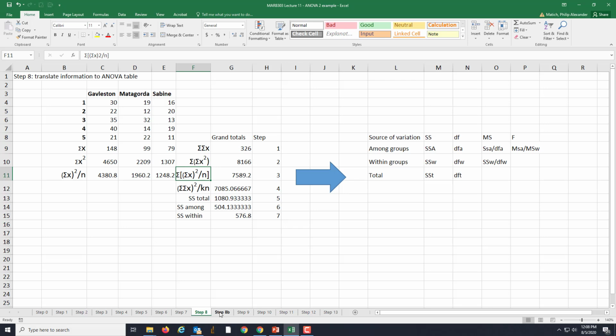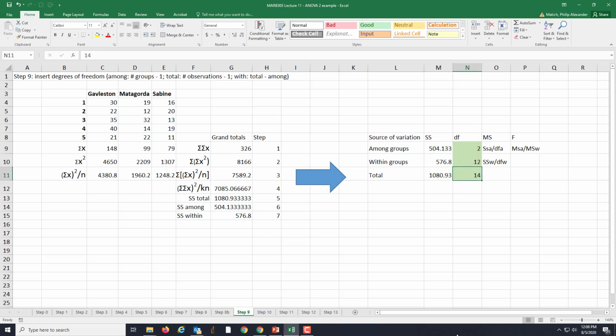So now that we have our sum of squares, we can populate the table with these values. And as a good double check, the summation of the among groups and within group sum of squares should equal our total sum of squares. Next, we need to know what our degrees of freedom are.